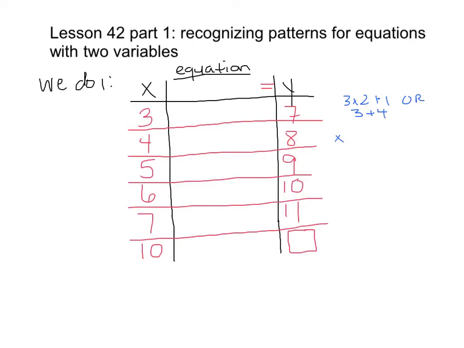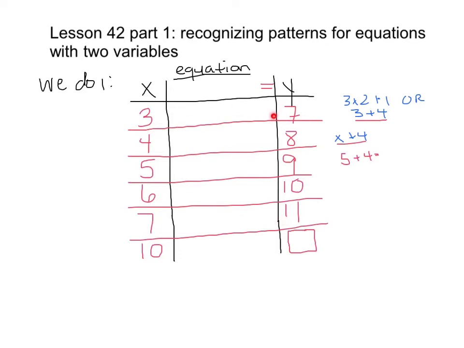So we could be doing whatever x is plus 4, because it worked here and it worked here. So let's check the next line and see if it worked there. If x is 5, plus 4 equals 9. That works because 5 plus 4 is 9. 6 plus 4 is 10. 7 plus 4 is 11.